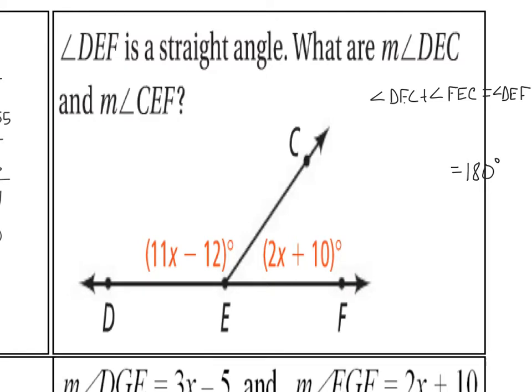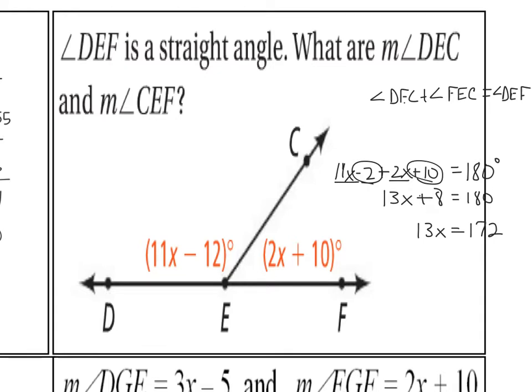And then DEC is 11x minus 2. And then when I add in FEC, 2x plus 10, now I can solve for the variable so that I can figure out how much these angles are. Again, combining like terms, that's 13x. These guys, negative 2 and positive 10, is positive 8. Going to subtract 8 from each side, and I get 172.